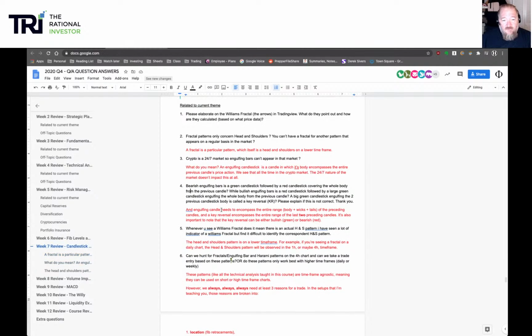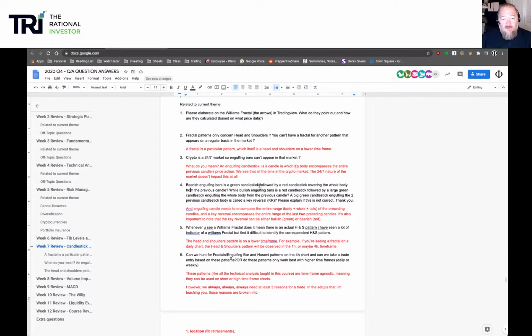Bearish engulfing patterns, bearish engulfing bars, is a green candlestick followed by a red candlestick covering the whole body. There were some things that were a little incorrect in here, because we're not covering the body. An engulfing candle needs to encompass the entire range, the body plus wicks, of the previous candle. And a key reversal encompasses the entire range of the last two preceding candles. It's also important to note that a key reversal can be bullish or bearish. You only have a bullish example here, I think, but it can go either direction.